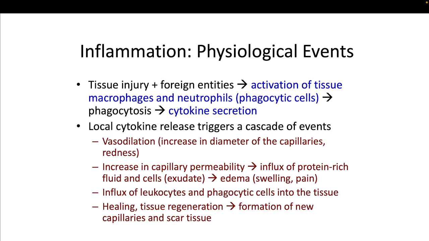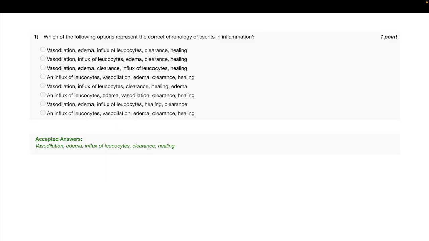So first there will be vasodilation, then an increase in capillary permeability, and then a lot of leukocytes will flow in. These are your B cells and T cells or dendritic cells, and they take over the healing and tissue regeneration. First there'll be clearance of the foreign material, and then healing and tissue regeneration will occur, which is nothing but formation of new capillaries and a scar tissue, which we see after the injury has healed. So the right sequence is vasodilation, edema, then leukocytes flow in, clear whatever foreign particle is detected, and then start the healing. Is this clear? Is this making sense?